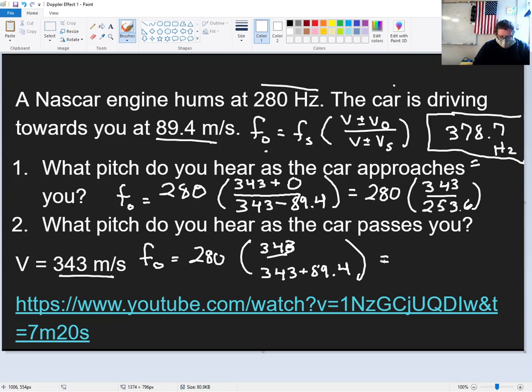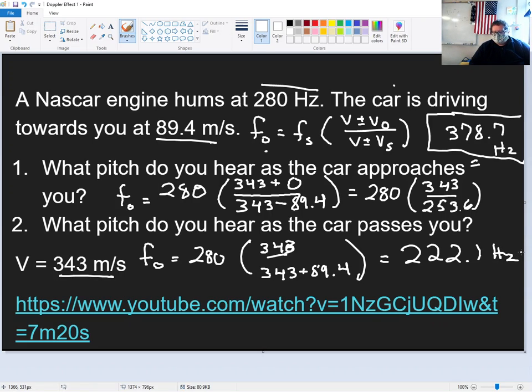Again, I'm not going to go through the details because I think you'll be fine, and I don't want to take too much time, and I also don't have a lot of space. I'm doing the calculator work here. I have 343 divided by, in parentheses, 343 plus 89.4. I got 0.793, and so on. Multiply that by 280, and for my frequency I got 222.1 hertz.